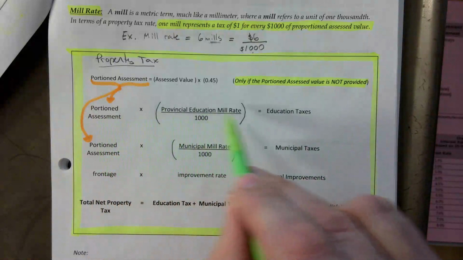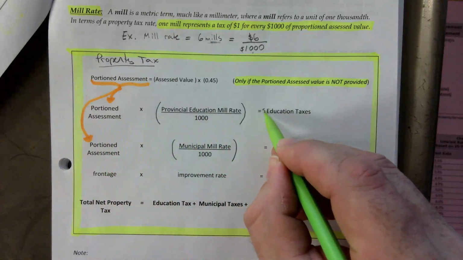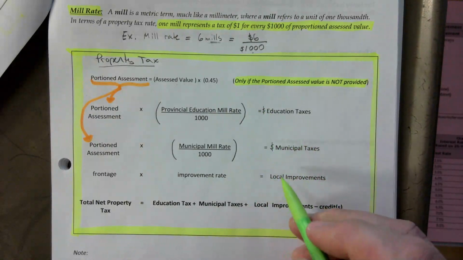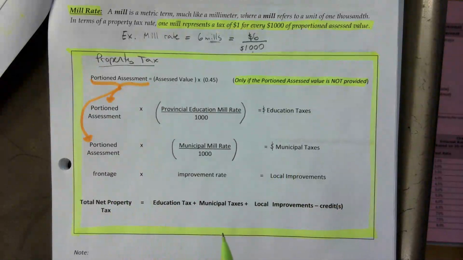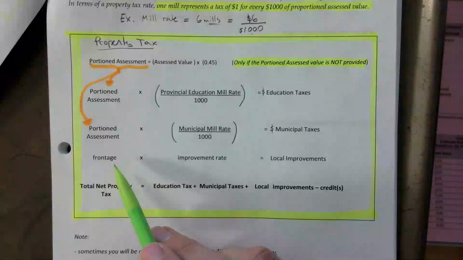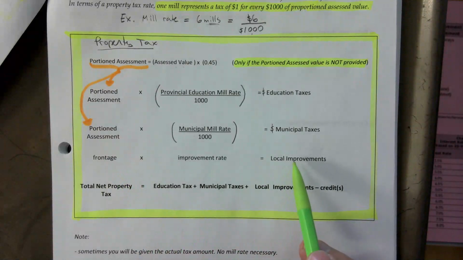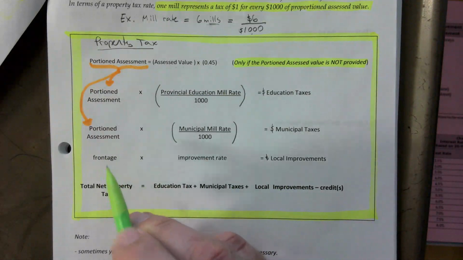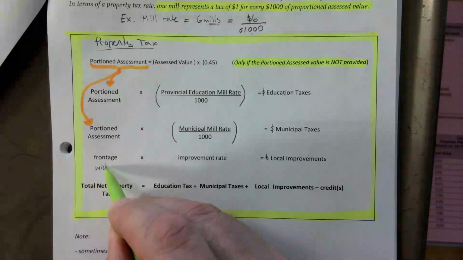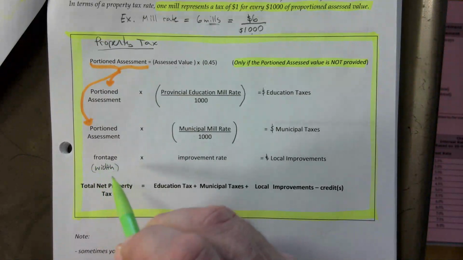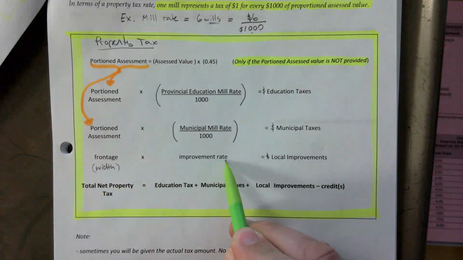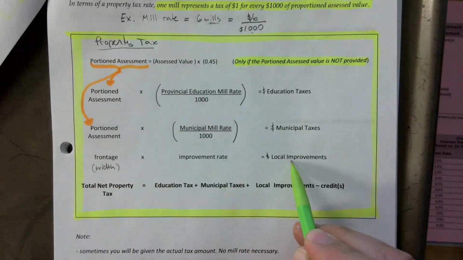And when you do this, you get an education tax. You get like a dollar amount here. You get a dollar amount there. And here's where you need to be careful. The local improvement is also going to be a dollar amount. You take the frontage, the width, not a mill rate. Okay, the width of the property, you times it by the improvement rate. You may have to use a table for that to get your local improvements.